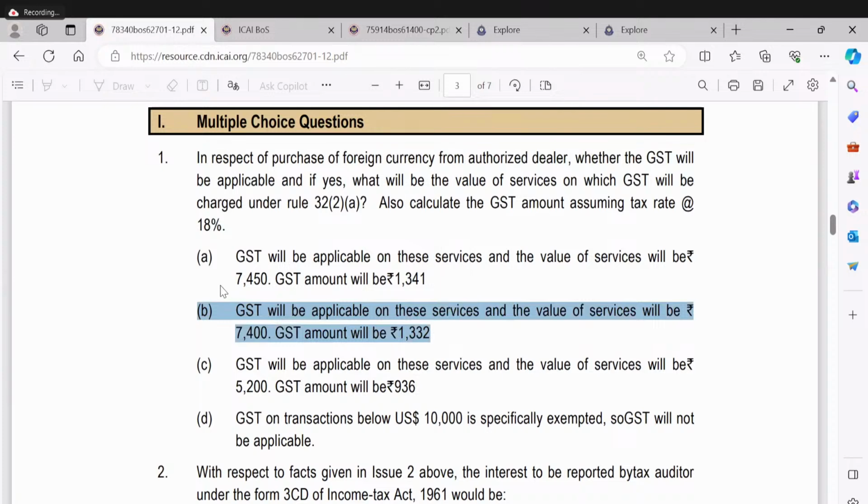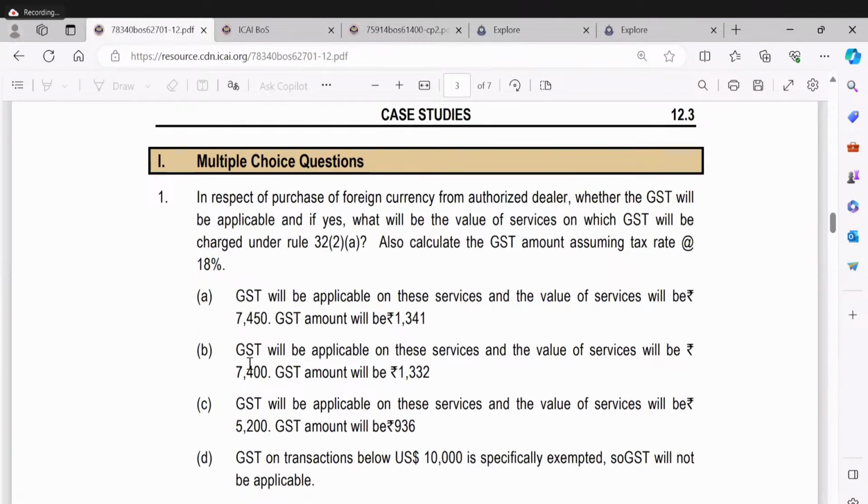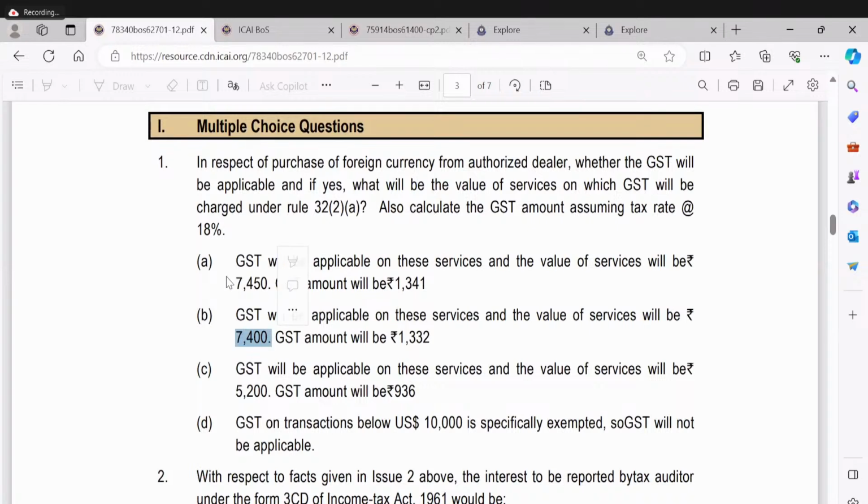Other options which say the value will be 7,450, that means 1% of the bank rate which is being charged, because our authorized dealer has actually charged 7,400, but the bank buying rate was 7,450. Then 5,200 value has been taken. Some other method has been applied, but that is not correct. GST on transactions below US dollar 10,000 is specifically exempted, so no GST will be applicable. This is again wrong. So correct is that GST will be applicable. So either option A, B or C will be correct.